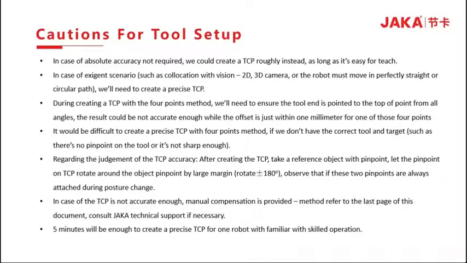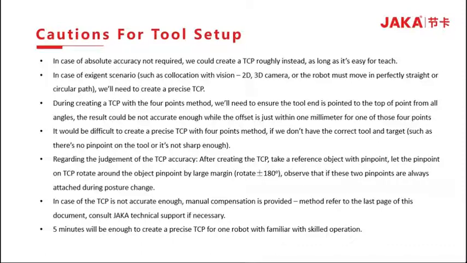Let's go through the cautions for the tool setup. First, in case absolute accuracy is not required, we could create a TCP roughly instead, as long as it's easy to teach. Second, in case of an exigent scenario, such as a collaboration with a 2D or 3D camera, or the robot must move in a perfect straight or circular path, we'll need to create a precise TCP.